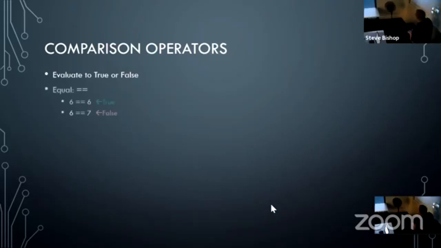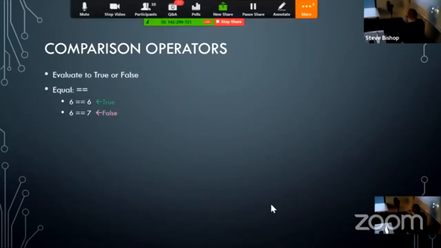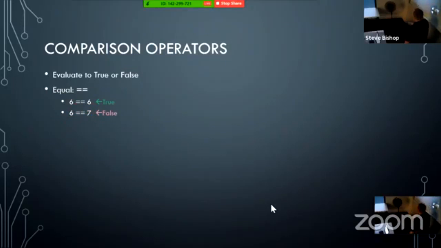We should probably be familiar with some of these, but in JavaScript, remember how I was saying equals? It's not equals, it's the assignment operator. That is equal, right there. Is 6 equal to 6? That is true. Is 6 equal to 7? That is false. So the equal sign will tell you that something is either true or false.